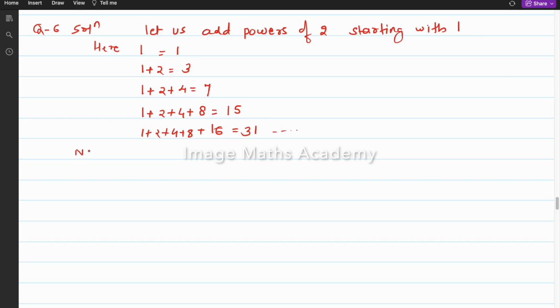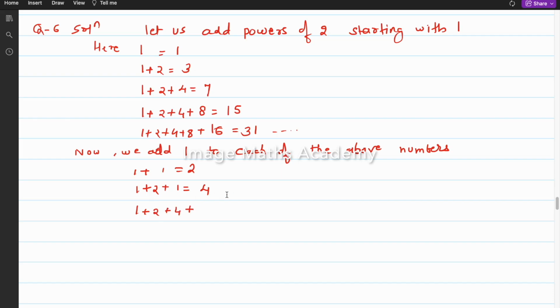Now in the second part, we add 1 to each of the above numbers. So 1 plus 1 equal to 2, 1 plus 2 plus 1 equal to 4. 1 ऐड के यहाँ पे आगे भी करेंगे. 1 plus 2 plus 4 plus 1 which is equal to 8. 1 plus 2 plus 4 plus 8 plus 1 which is equal to 16.